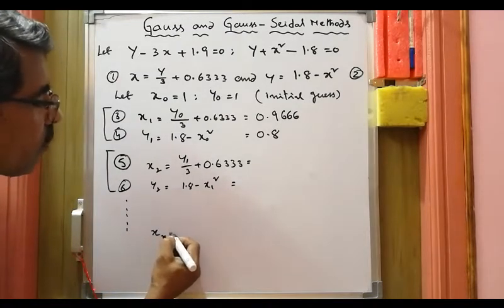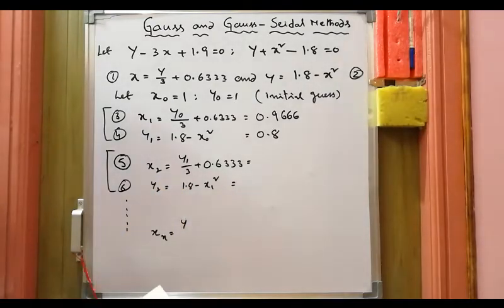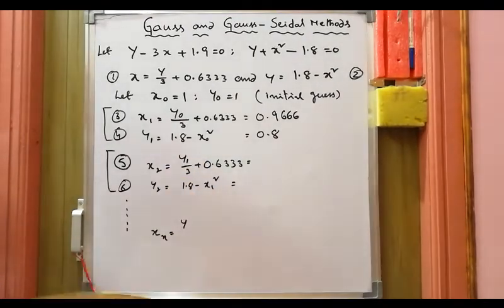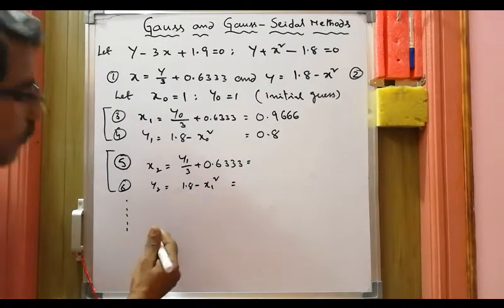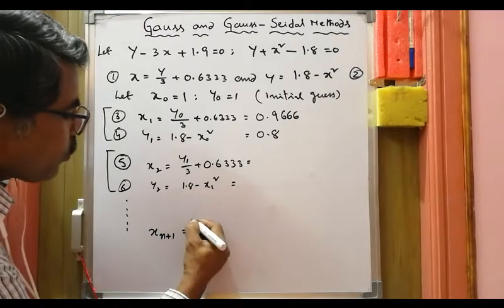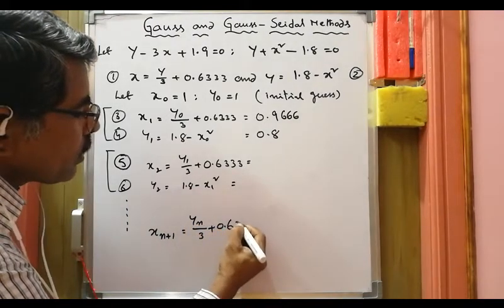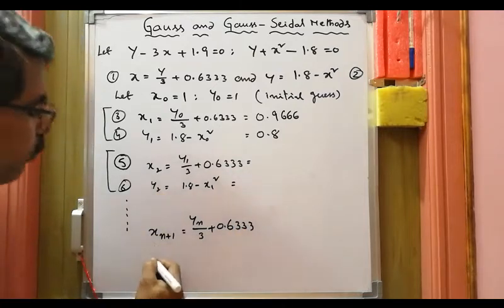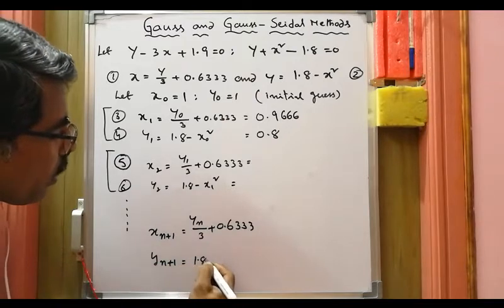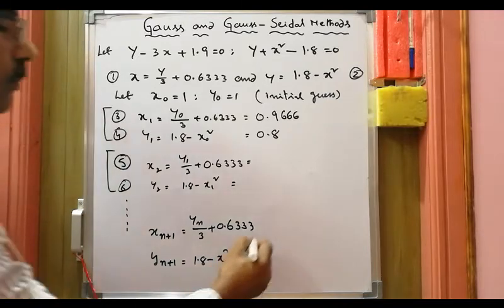So more generally we write this as, what is xn? At any n plus 1th iteration, xn plus 1 is yn by 3 plus 0.6333. Likewise, yn plus 1 is 1.8 minus xn square. So these are general.